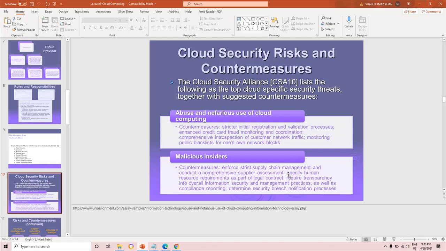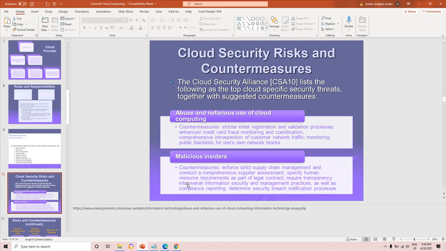the organization, the cloud service provider, has the right to specify what the requirements from the human resource are through the legal contract, and also this should bring the cloud customers into confidence. They should trust these aspects. Okay, then require transparency.